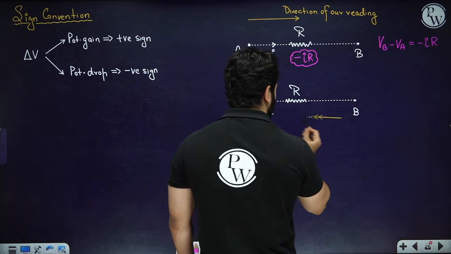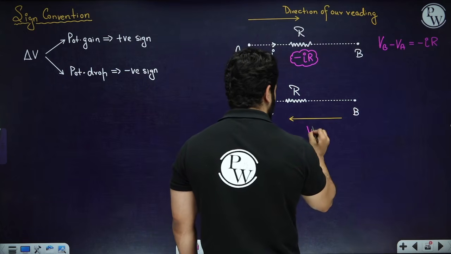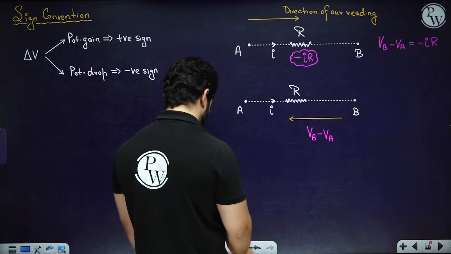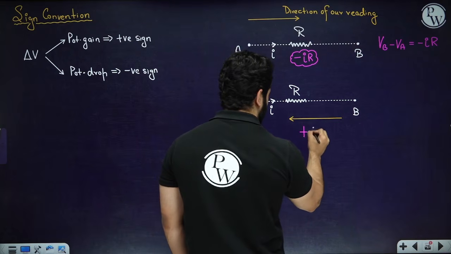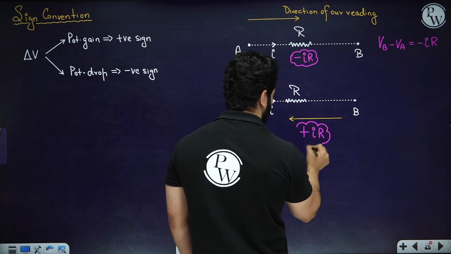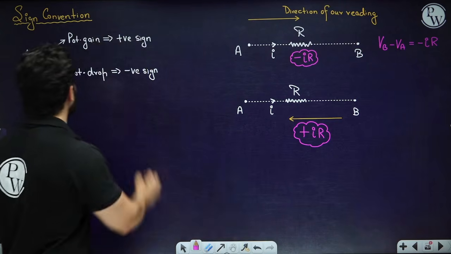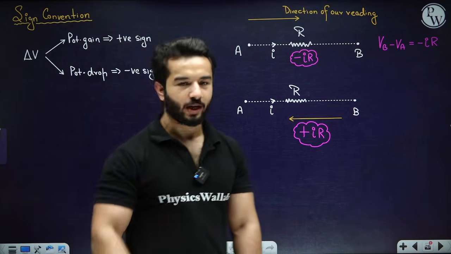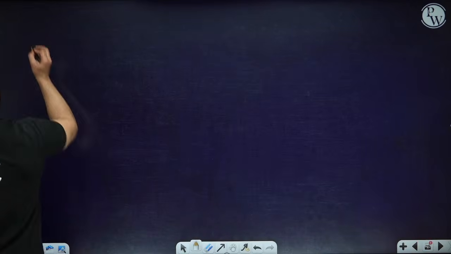What will happen if we go something like this? If this is going to be a reading, then we know VB minus VA, sorry, we are going to write something like plus I into R. Just like that. First of all, you understand this thing. So wherever there is going to be a potential gain, we write it with a positive sign. Wherever there is going to be a potential drop, we write it with a negative sign. Now let's come back to KVL, and I'll explain how to write those VA and VB, all of those things.